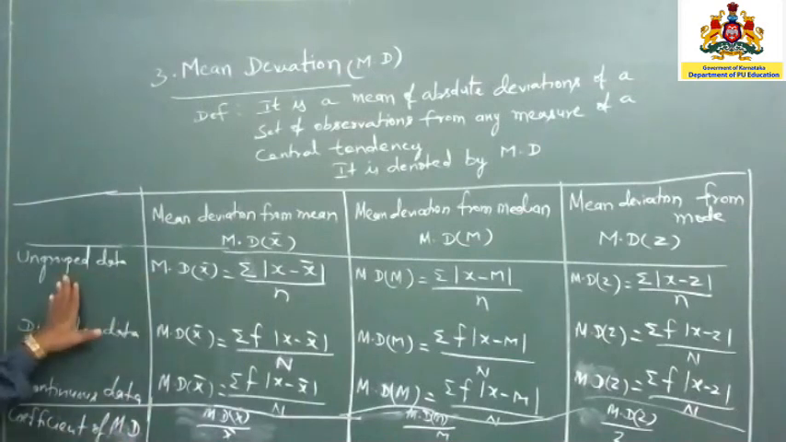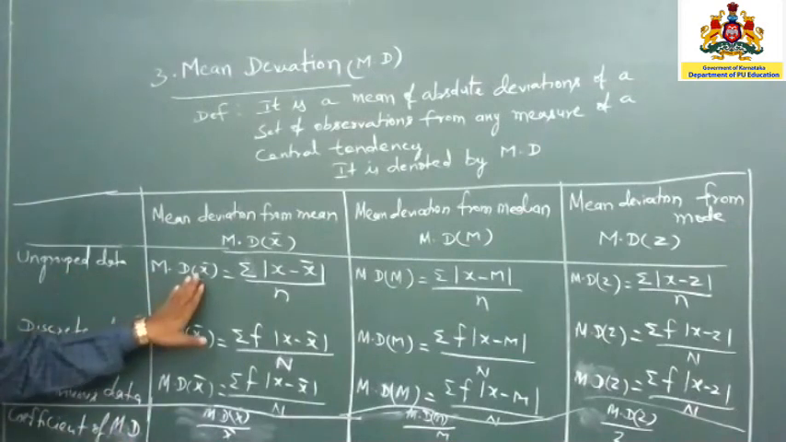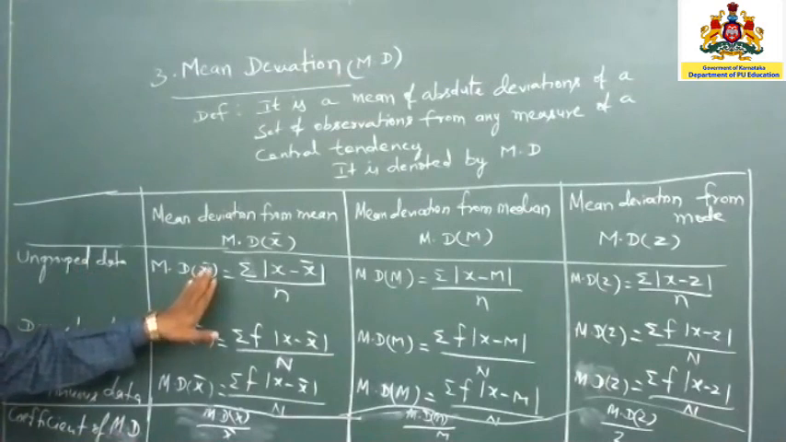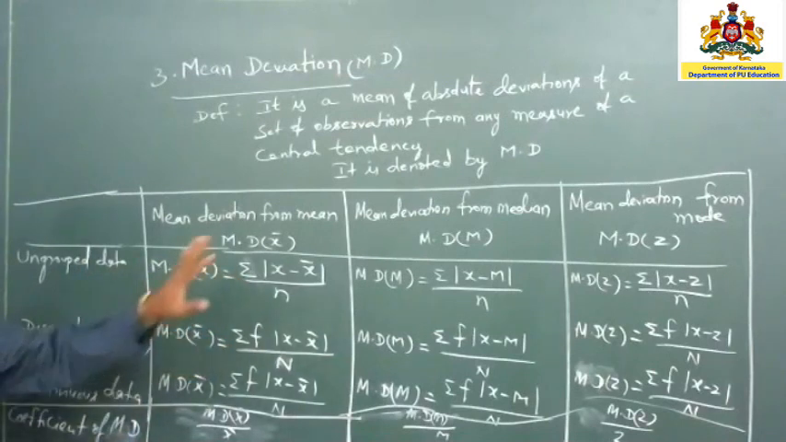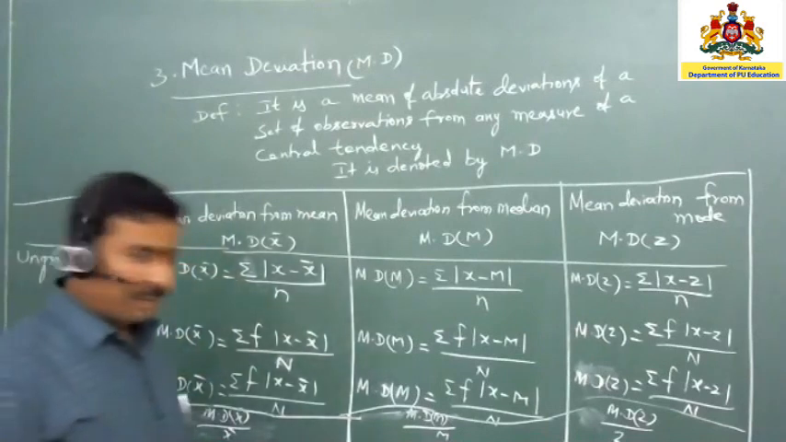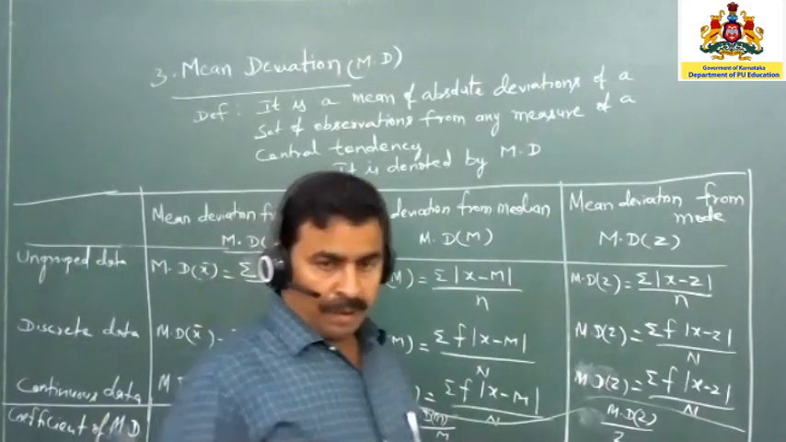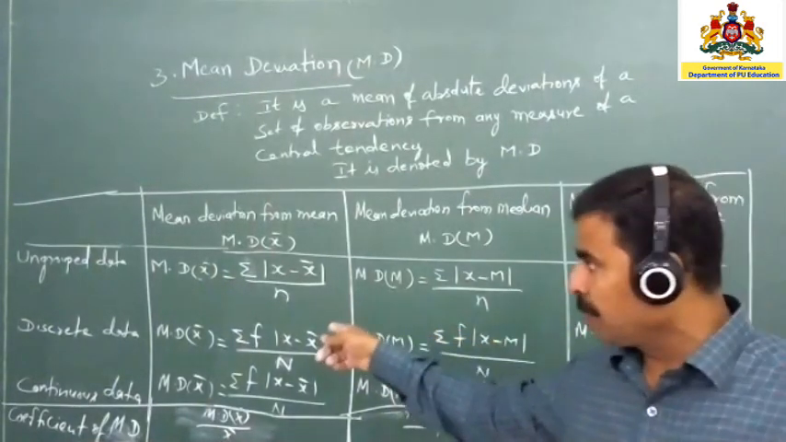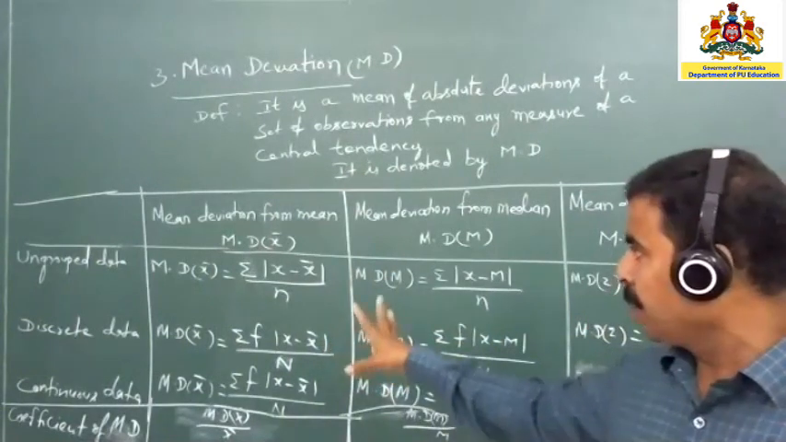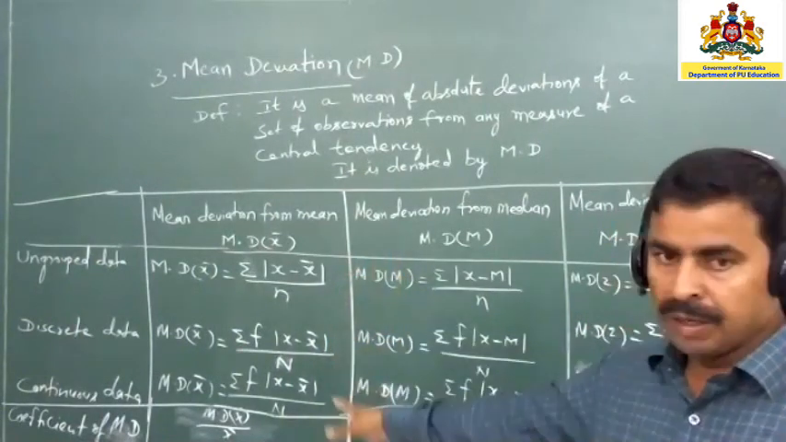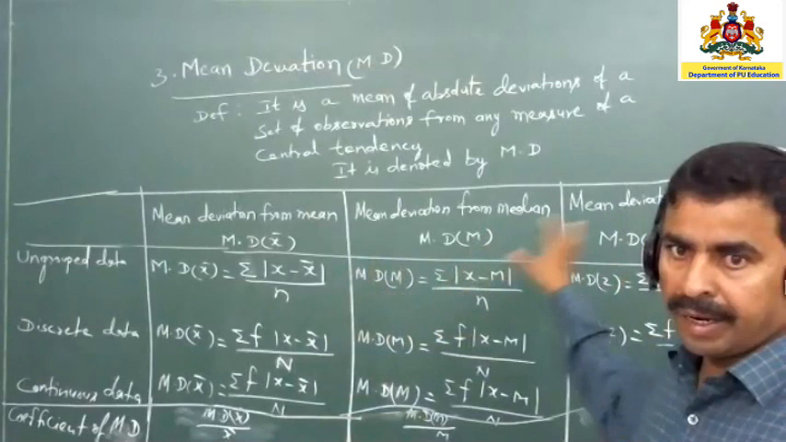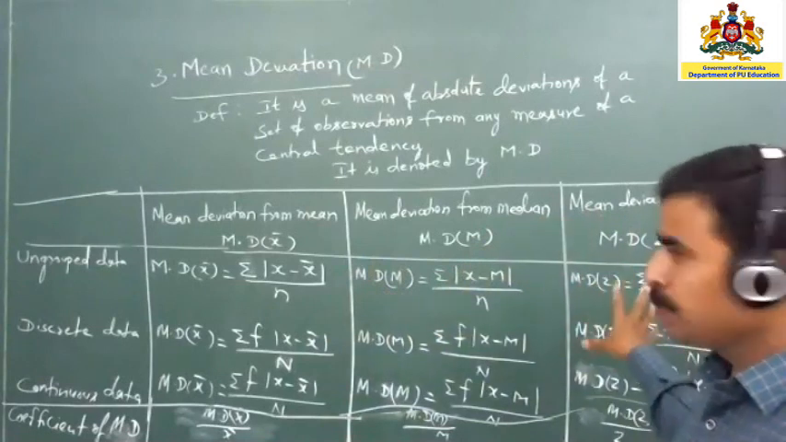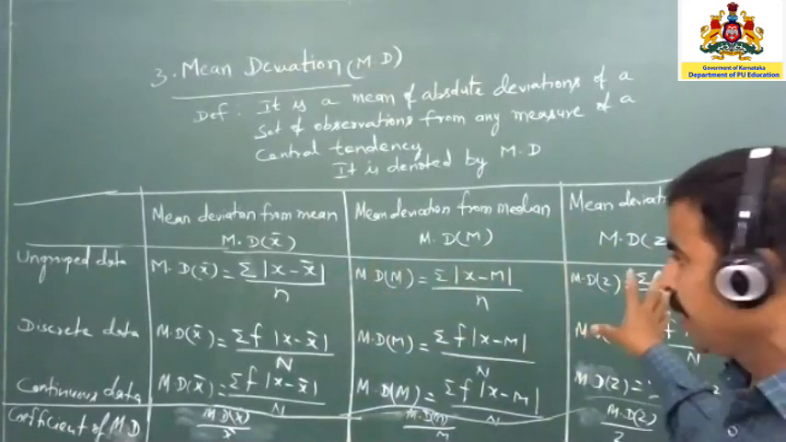First I will complete the sums related to ungrouped data for mean, median and mode. See the table and practice all the formulae. You should only keep in mind the mean deviation from mean. By replacing M and Z, you will get the corresponding formula for different types of data.